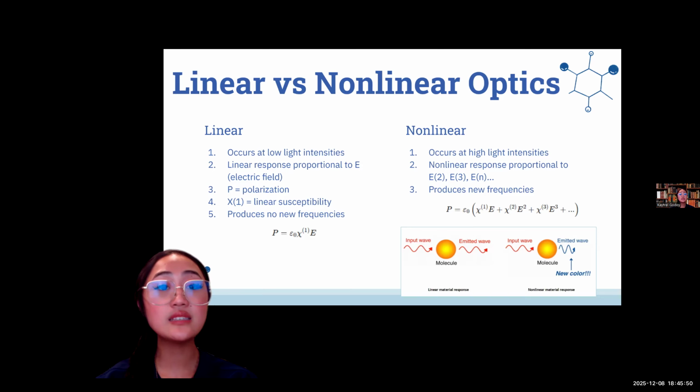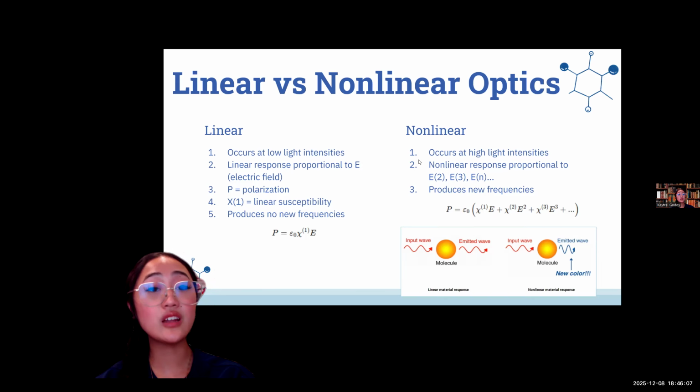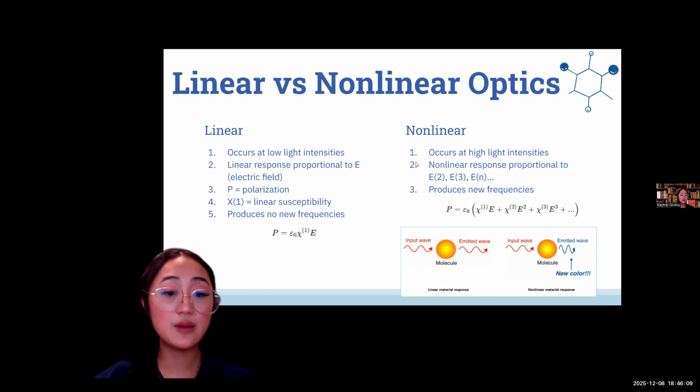This includes harmonic generation. I included an image here just to show the comparison between the two. An example for nonlinear optics is that, let's say you have a red light and it enters a material. There is a possibility it could be converted to green light. That is just an example.